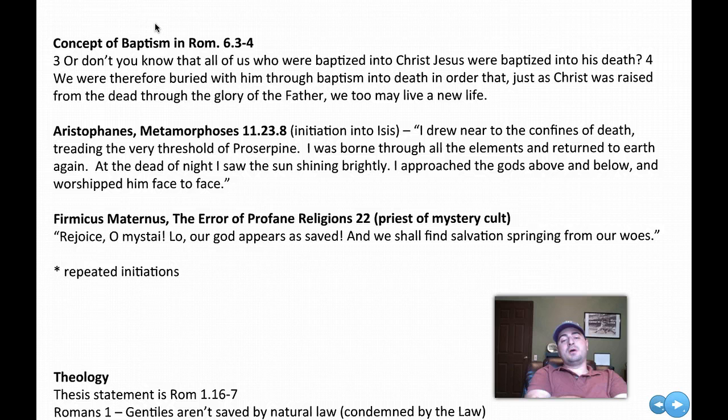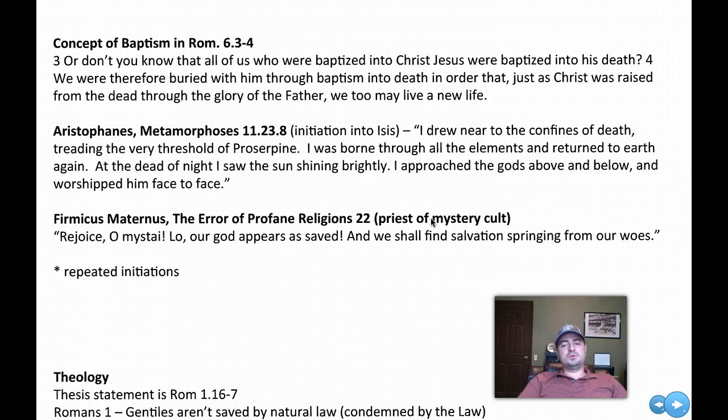I drew near to the confines of death, and we see here, baptized into his death, treading the very threshold of Persephone, which is a literary flourish. I was borne through all the elements and returned to the earth again. So you were buried with him, and then raised from the dead. And then at the dead of night, I saw the sun shining brightly. I approached the gods above and below and worshiped them face to face. So we have a parallel to Isis.